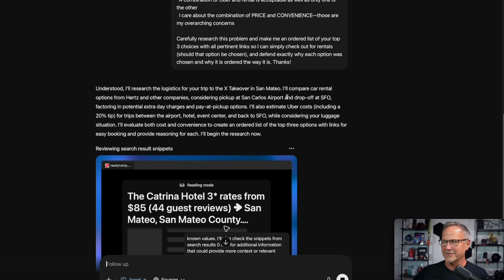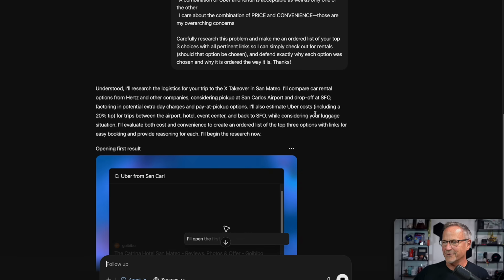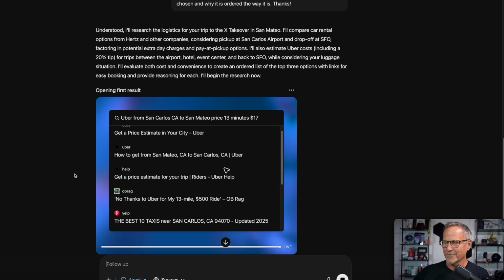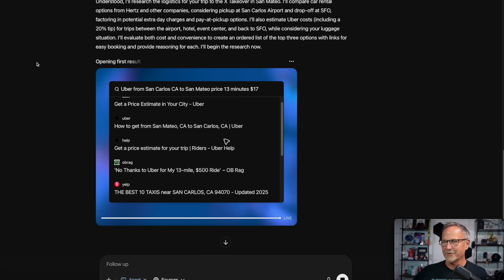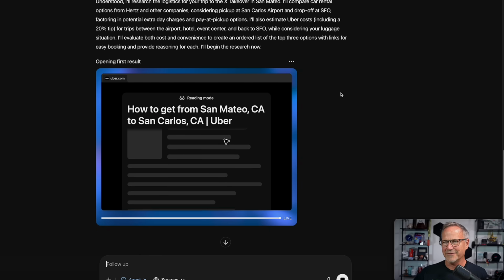Understood. I'll research the logistics for your trip to the X Takeover in San Mateo. I'll compare rental options from Hertz, considering picking up at San Carlos Airport and drop off at SFO. And you can see that it is opening the first result, and it is web browsing and things like that. So that's pretty cool. So clearly it's going through and it's thinking about this, and it's also looking into how much Uber costs are. I did tell it to add 20% because I actually do tip for Uber. So, you know, again, doing a cost comparison, it needs to have that information. All right.